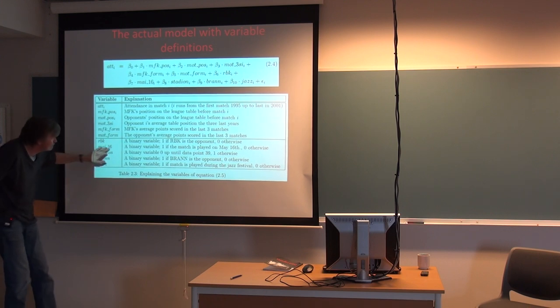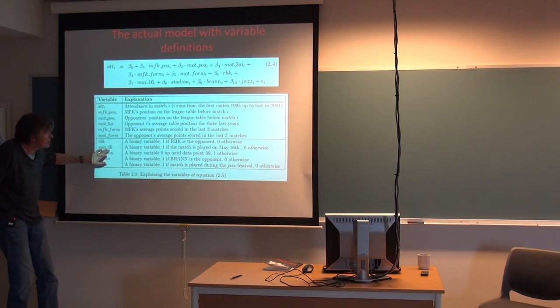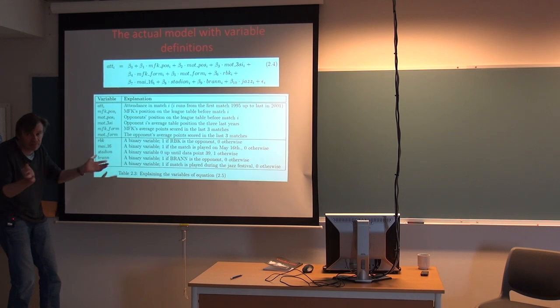And then we have another binary variable, which is one if the match runs on the 16th of May. And there's always a match on the 16th of May. Not necessarily at home. Molde doesn't play all 16th of May matches at home. Sometimes they play away. So this variable would have some ones scattered throughout the total data set.